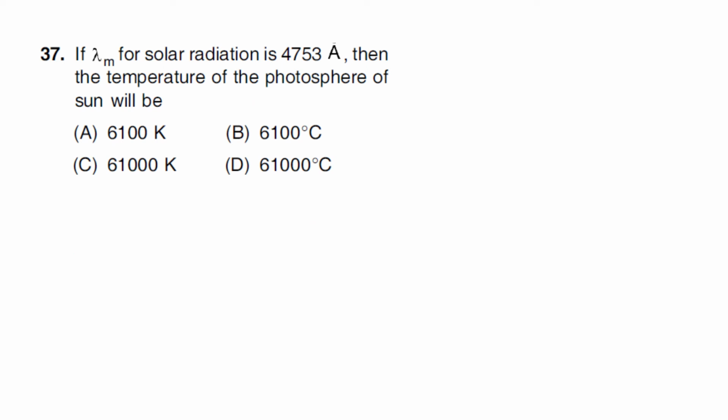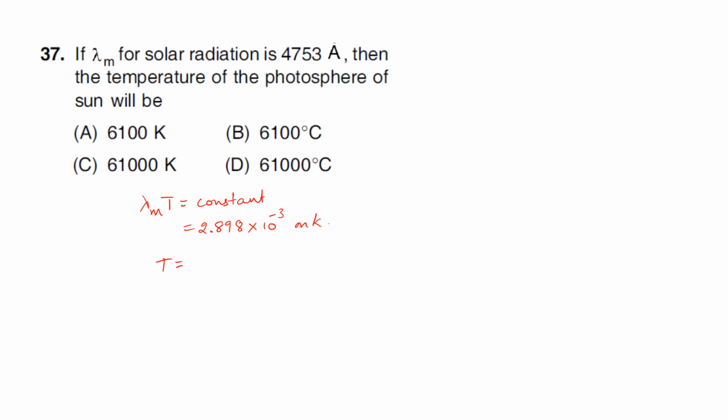If lambda m for solar radiation is 4753 angstrom, then the temperature of the photosphere of the sun will be? Lambda m is the maximum wavelength. According to Wien's displacement law, lambda m into T is constant, that is Wien's constant. Its value is 2.898 into 10 raised to minus 3 meter Kelvin, and lambda m is given. You need to calculate the temperature.